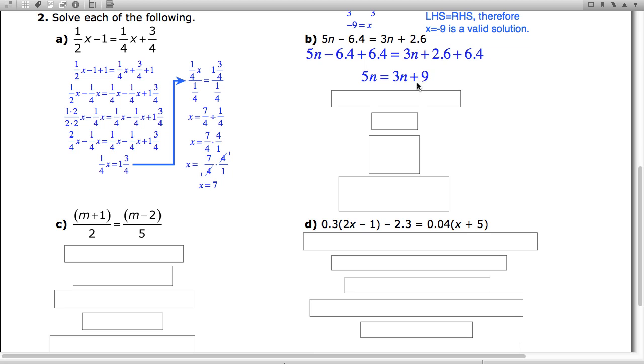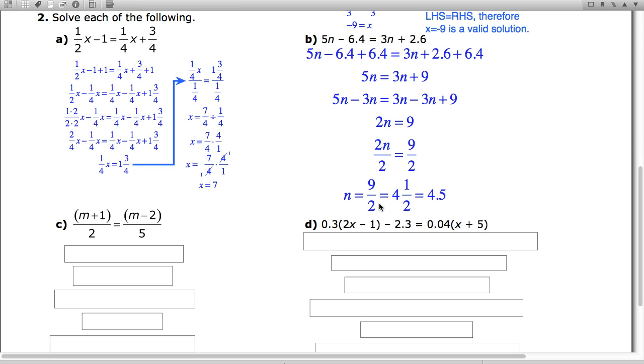Since I have a constant term only on the right, I want to have the variable terms on the left. So that means I need to subtract 3n from both sides. When I do that, I end up with 2n equals 9. Last thing, divide both sides by the coefficient of the variable, which is 2. And we end up with n equals 9 over 2, which is a fraction in lowest terms already. We can write it as a mixed fraction 4 and 1/2 or as a decimal 4.5, and that's still an exact answer.